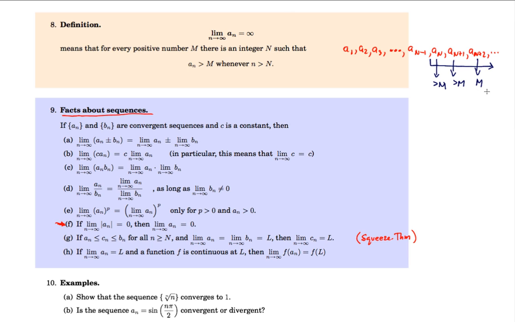And if this is true for every M, no matter how big you choose M, you can go far enough down the sequence so that everything beyond that point is bigger than M, then you know your sequence has to go to infinity. It's got to blow up. It can't be bounded by anything. And in that case, we write that the limit of this sequence goes to infinity.